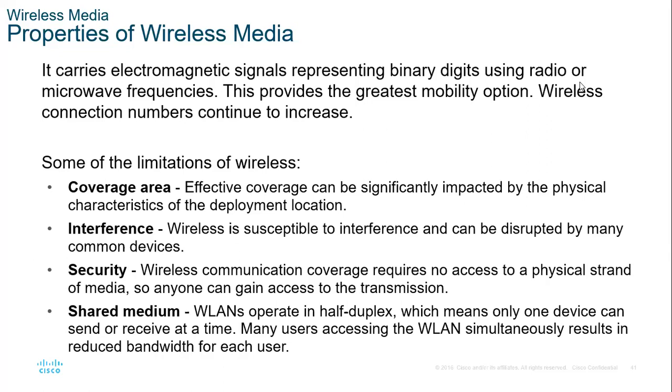Coverage area: effective coverage can be significantly impacted by the physical characteristics of the deployment location. Interference: wireless is susceptible to interference and can be disrupted by many common devices. Security: wireless communication requires no access to a physical strand of media, so anyone can gain access to the transmission. Shared medium: WLANs operate in half duplex, which means only one device can send or receive at a time. Many users accessing the WLAN simultaneously results in reduced bandwidth for each user.